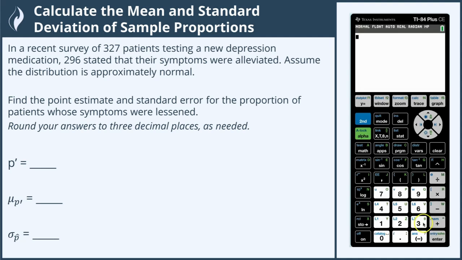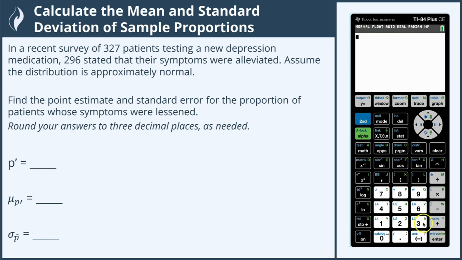We're going to use the TI-84 Plus to find the mean and standard deviation for a sample proportion. In a survey of 327 patients, 296 reported their symptoms were alleviated. We're going to assume this is roughly normally distributed.